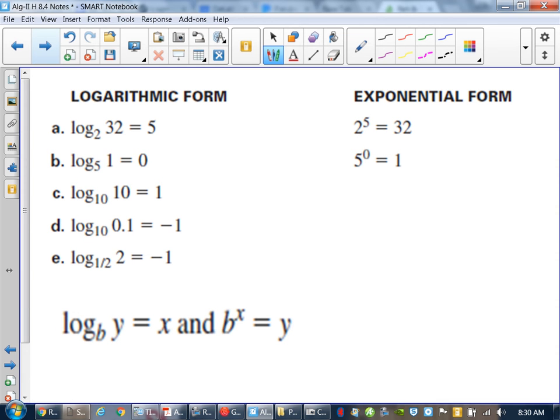Log base 10 of 10. 10 to the what? 10 to the 1 is 10. And now it starts to get a little dicey. Negative exponents.